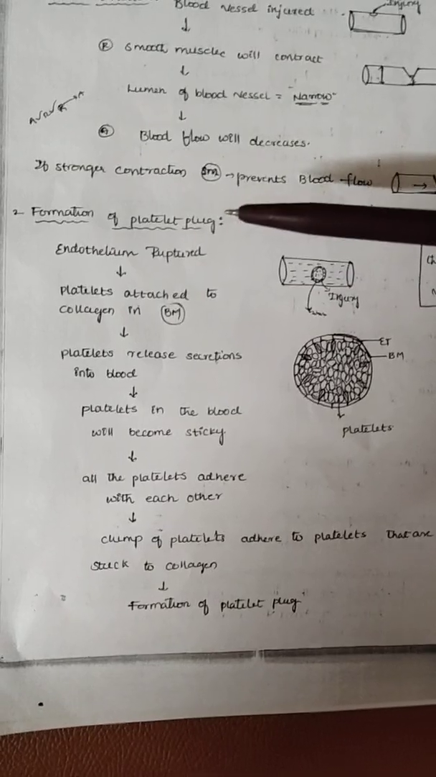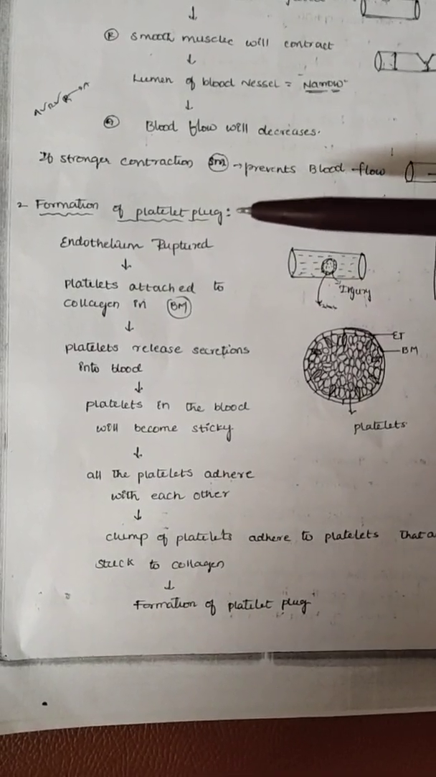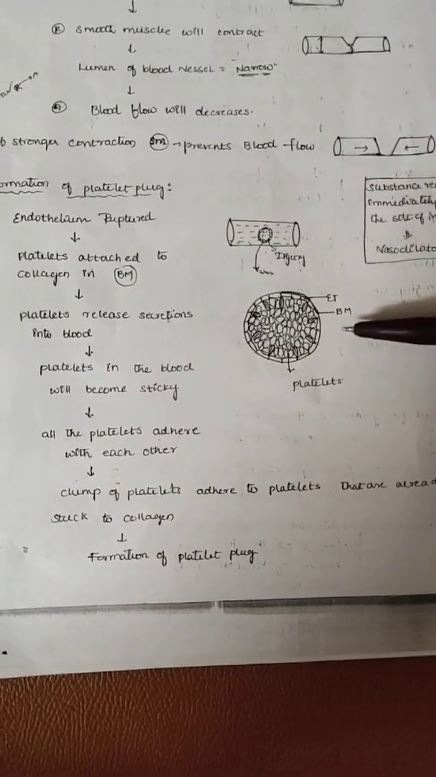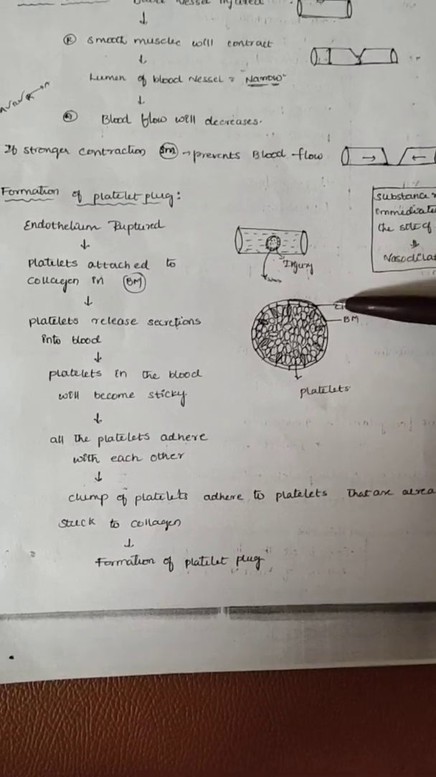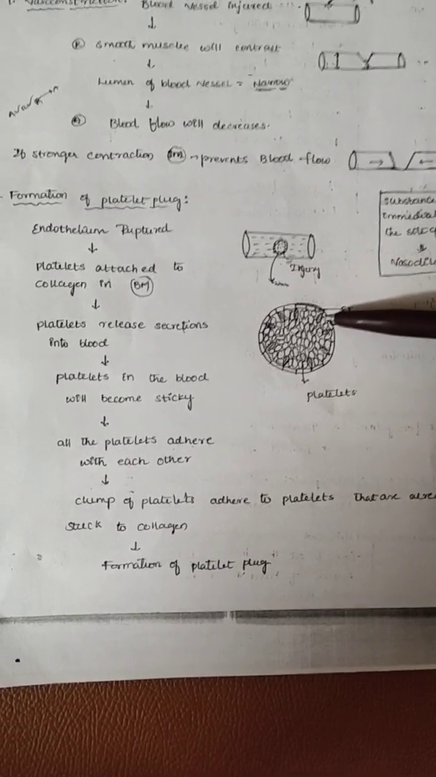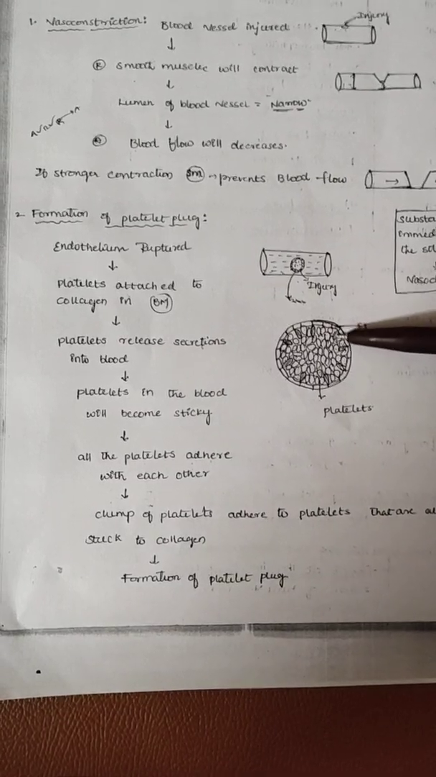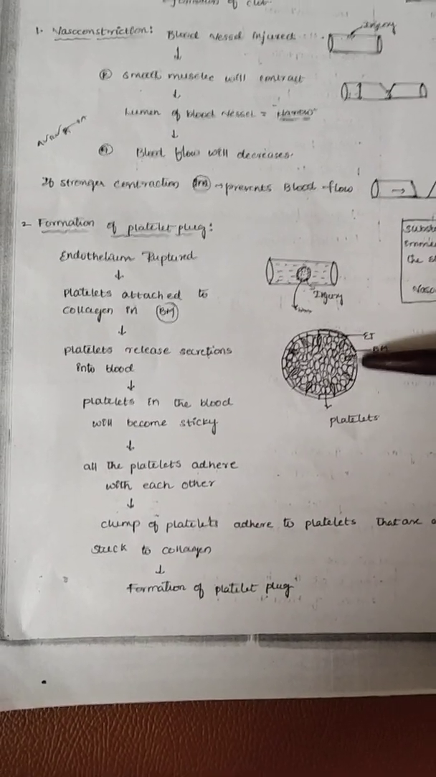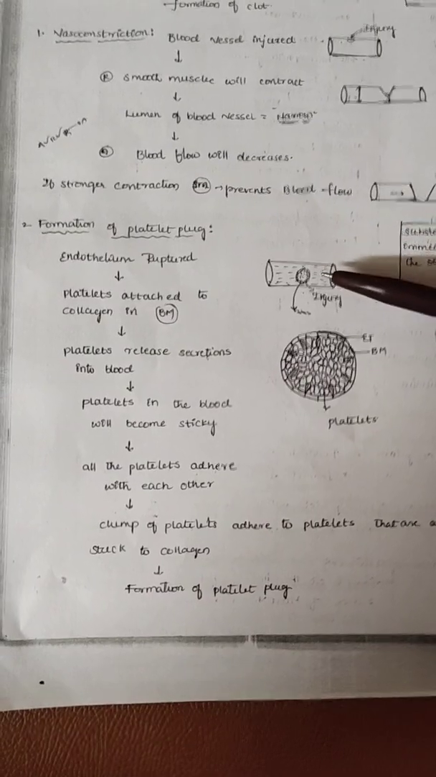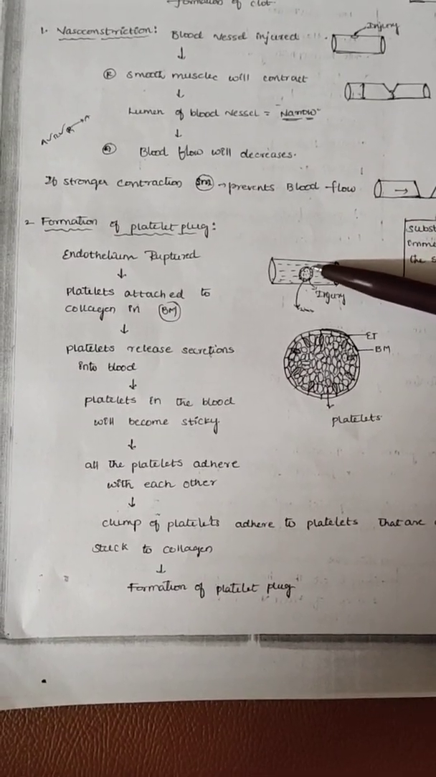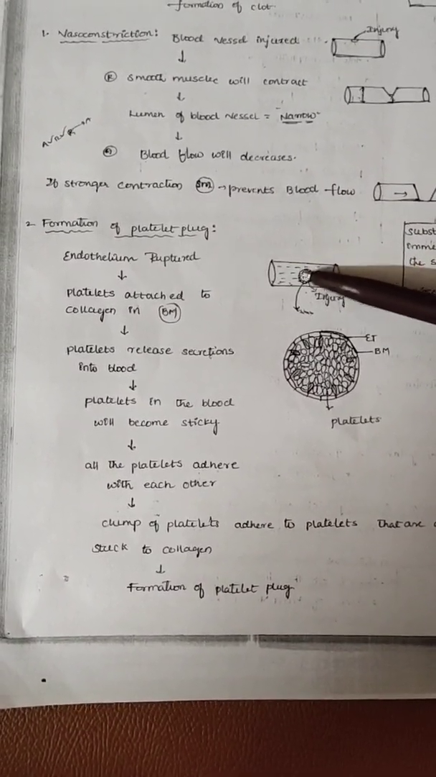Second one, the formation of platelet plugs. Now this is the basement membrane and the inside one is called the endothelium. When this endothelium is ruptured, at that time the platelets attach to collagen. The platelets are released.